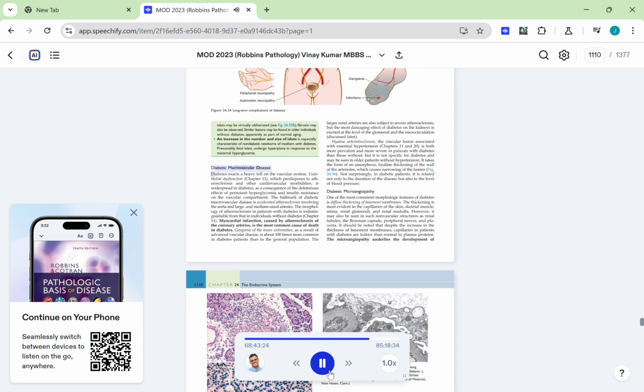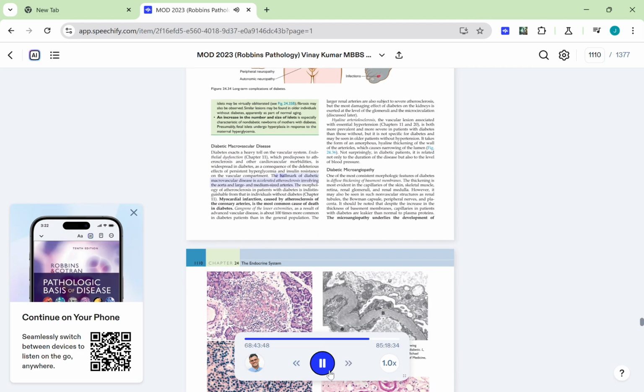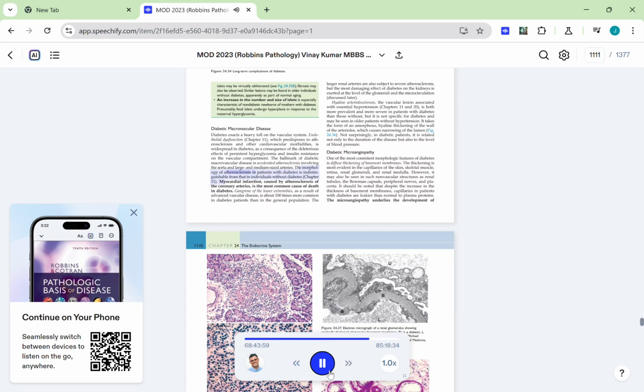Diabetic macrovascular disease. Diabetes exacts a heavy toll on the vascular system. Endothelial dysfunction, which predisposes to atherosclerosis and other cardiovascular morbidities, is widespread in diabetes, as a consequence of the deleterious effects of persistent hyperglycemia and insulin resistance on the vascular compartment. The hallmark of diabetic macrovascular disease is accelerated atherosclerosis involving the aorta and large and medium-sized arteries. The morphology of atherosclerosis in patients with diabetes is indistinguishable from that in individuals without diabetes.